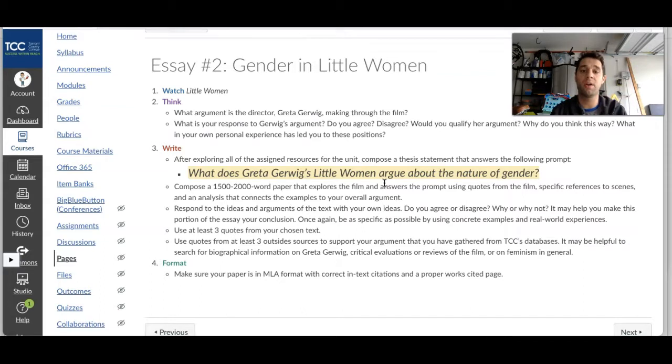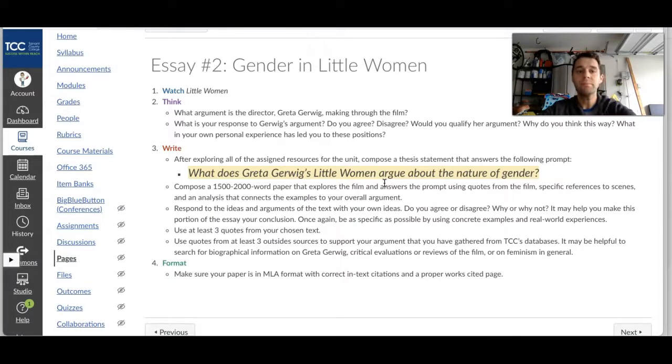What is Greta Gerwig's argument about the nature of gender in Little Women? So your thesis is the answer to that prompt. In Little Women, Greta Gerwig argues that the nature of gender is play, because play. That's your thesis statement, and the rest of your essay is you unpacking that thesis statement. If the prompt is the question, your thesis is the answer.